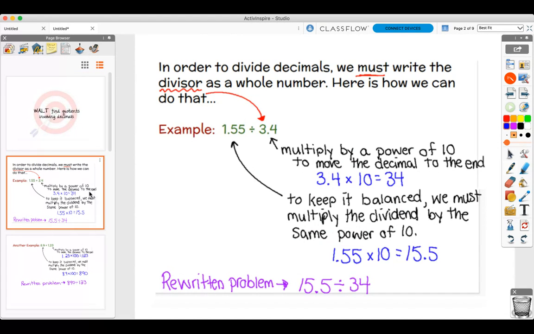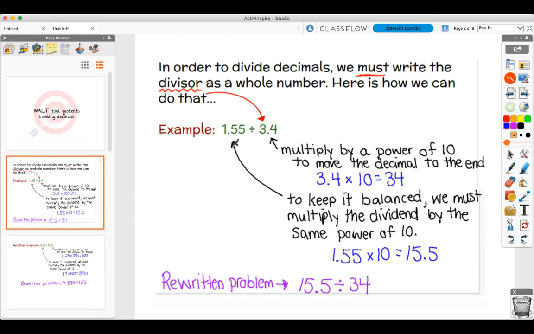So the first thing you've done, the past 2 days, you've been working on dividing whole numbers. Now we're working on dividing with decimals. So in order to divide decimals, we must write the divisor as a whole number. Here's how we can do that.